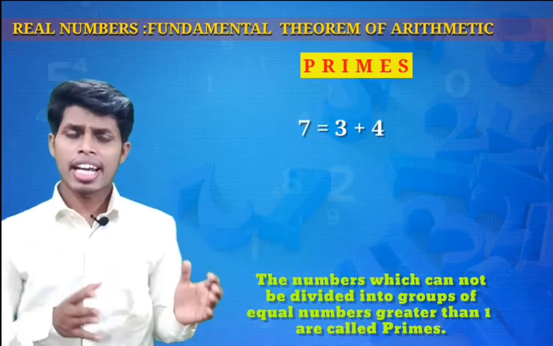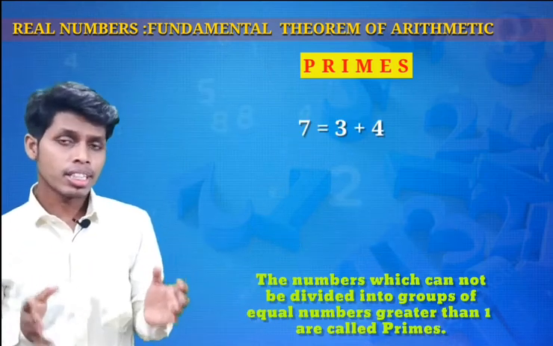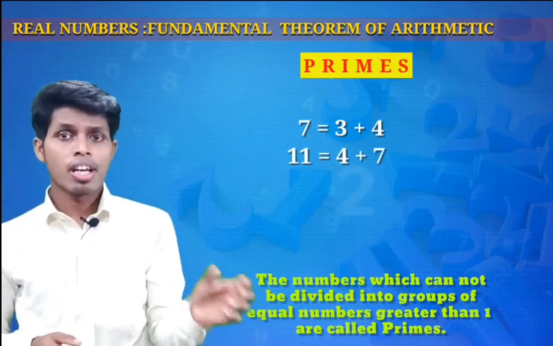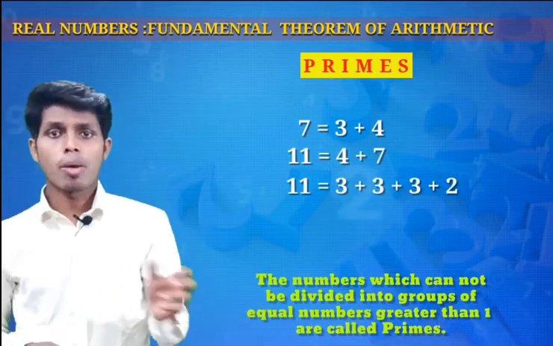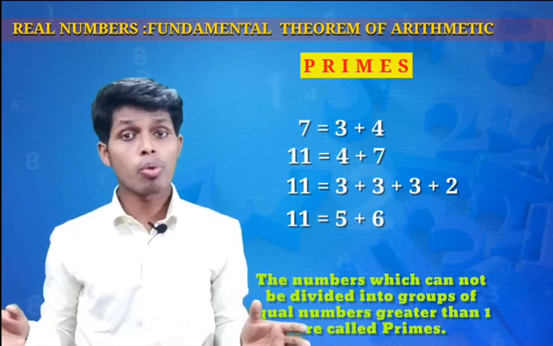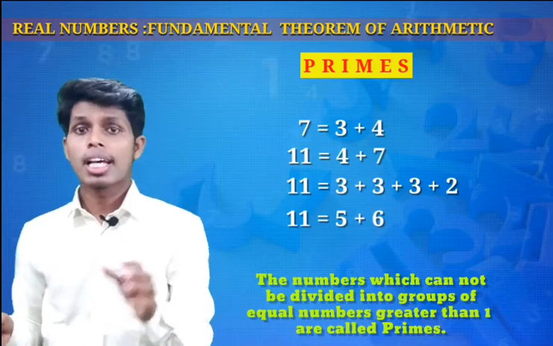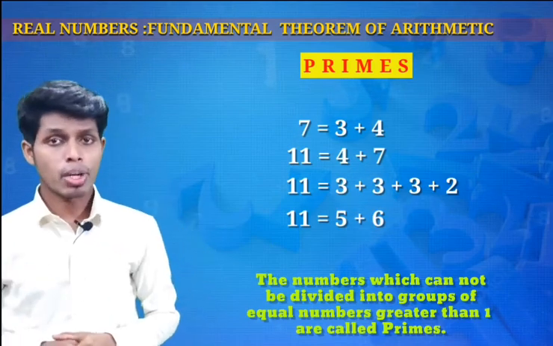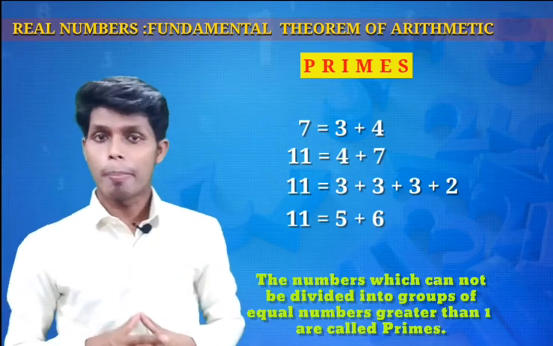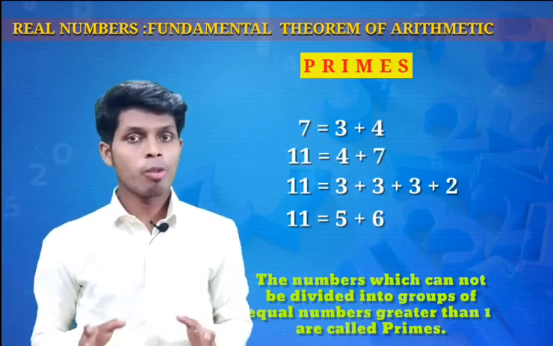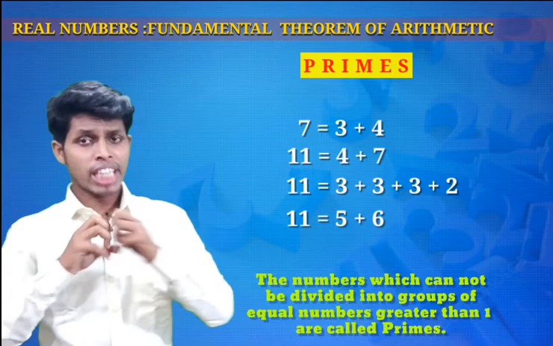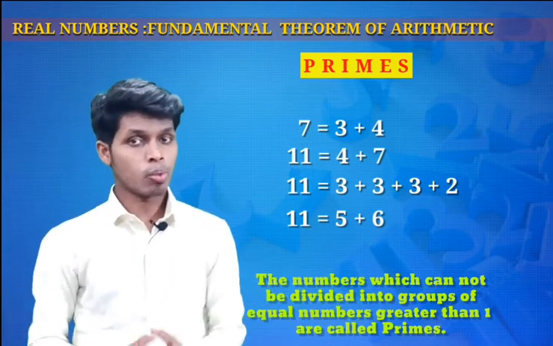Similarly 7, it cannot be divided. If you want to divide 11 into groups, it can be 4 and 7, or 3, 3, 3, 2, or 5 and 6. There will be no possible way to divide 11 into some groups of equal numbers where that number is greater than 1. It can never happen. So these types of numbers are called prime numbers. Now I hope you have a clear idea about the prime numbers. So prime numbers are the numbers which cannot be divided into groups of equal numbers.